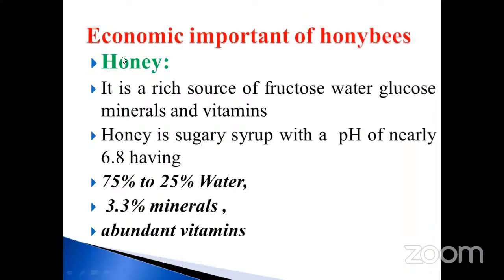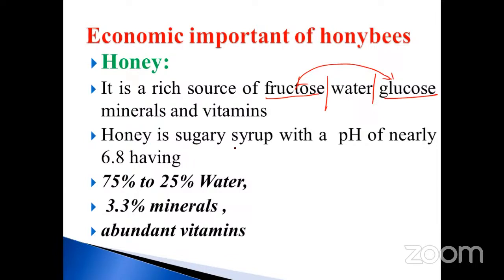See the next one, the economic importance of honey bees. First of all, honey. Okay, it is a rich source of fructose. Don't forget, my dear students. Honey contains sugar molecules in very high content. They may ask the question: honey is made up of which types of sugar molecule? First of all, note it down: fructose and glucose. These are the two sugar molecules present in it. Okay. Minerals and vitamins are also present in it.